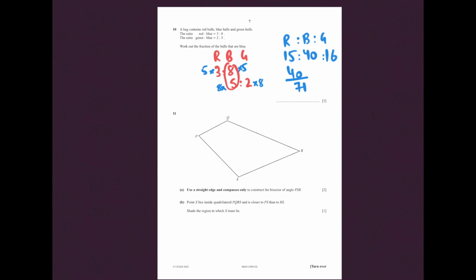Then it says make a perpendicular bisector of PSR. Put the compass at point S, make a small arc. Then put the compass at this point, open it a little more, make an arc, and with the same compass opening make another arc, and then make a line. Then it says point X lies inside quadrilateral PQRS, and it is given that it is closer to PS than to PR. So guys, this region will be shaded. Got this?